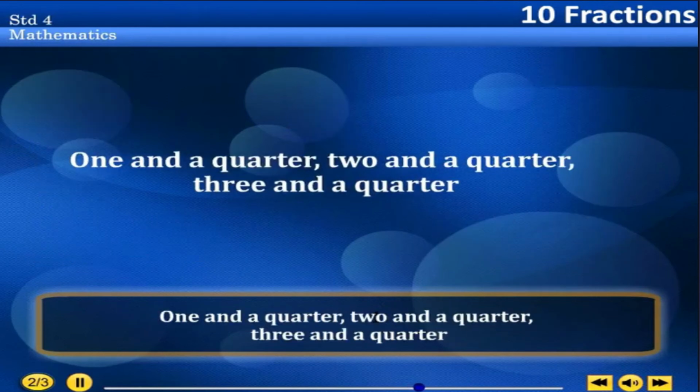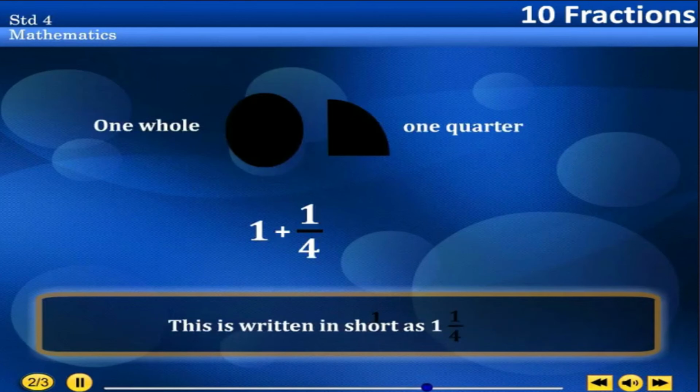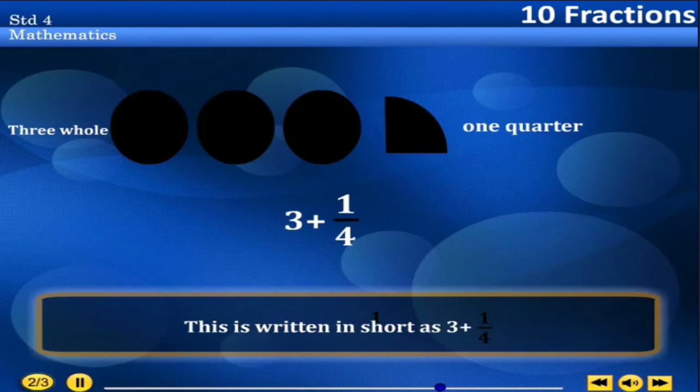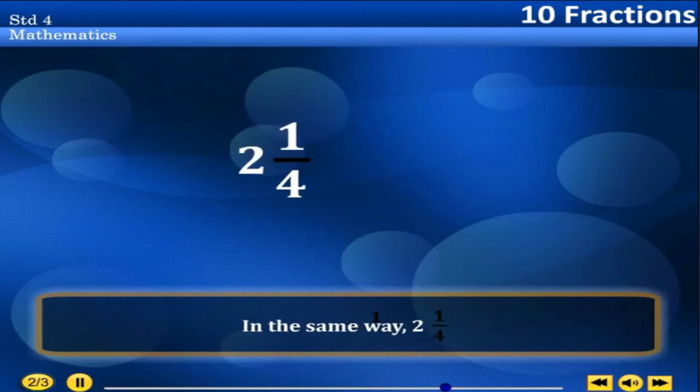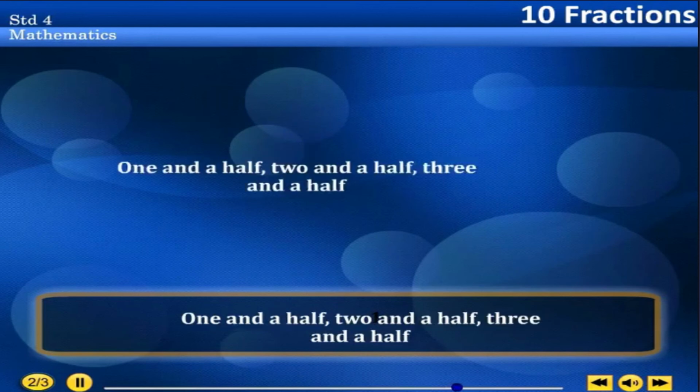1 1/4, 2 1/4, 3 1/4. 1 whole and 1/4 makes 1 plus 1/4. This is written in short as 1 1/4 and is read as 1 and 1/4. 3 wholes and 1/4 make 3 plus 1/4. This is written in short as 3 1/4 and read as 3 and 1/4. In the same way, 2 1/4 is read as 2 and 1/4 and 4 1/4 is read as 4 and 1/4.